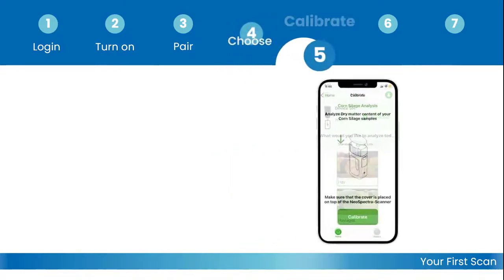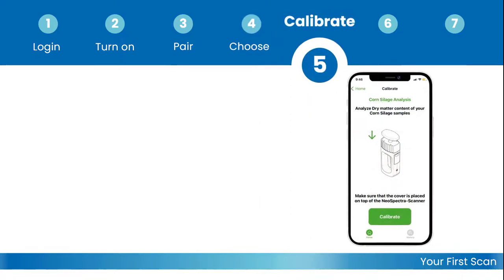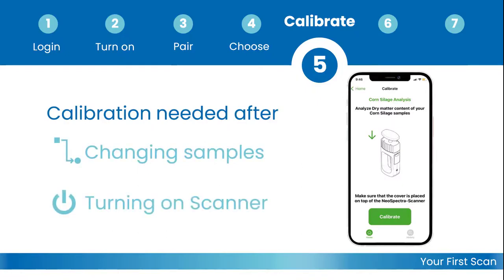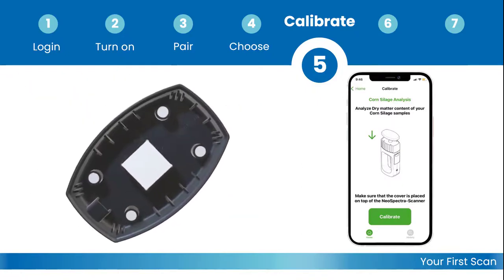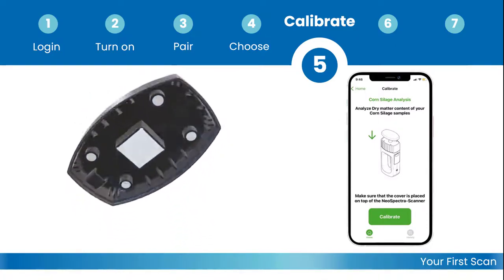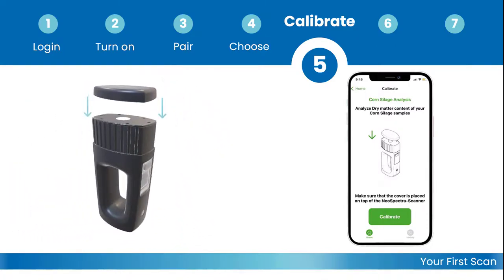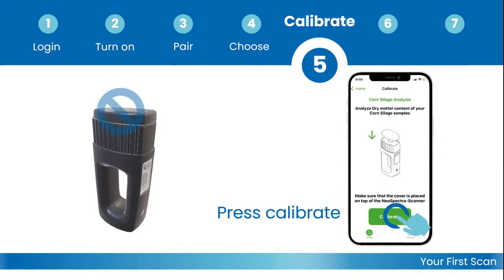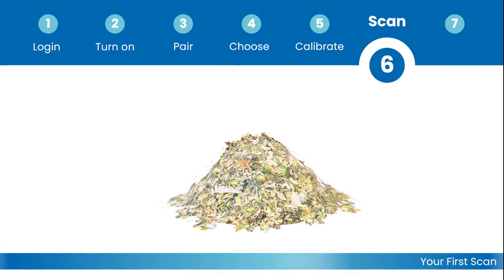After selecting the sample type, you're ready to calibrate your device. You'll have to make a calibration every time you select a new sample or turn on your device. To prepare for calibration, you need the scanner cover. Next, simply place the scanner cover onto the scanner head. Silver magnets on the bottom of the cover should align with magnets on top of the scanner head to ensure correct placement. You're now ready to calibrate by pushing the Calibrate button on the Scan application software. The cover must remain in place until the calibration ends. Once calibration is complete, you are ready to scan your samples.